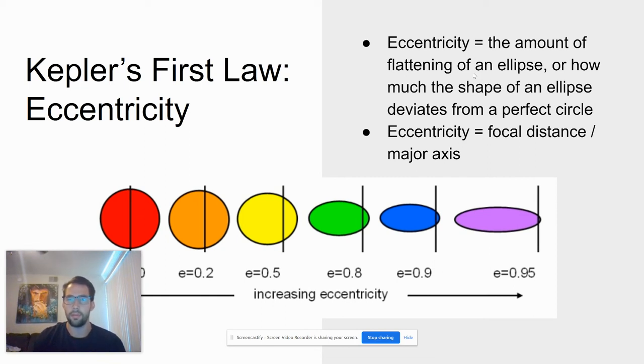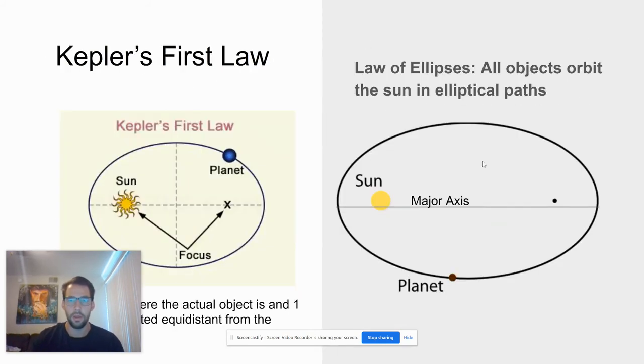It is the amount of flattening of an ellipse or how much the shape of an ellipse deviates from a perfect circle. And the eccentricity is going to be the focal distance, so the distance between that sun and the imaginary point, that distance divided by the length of the major axis. So if we go back, actually, it's going to be the distance between the sun and this point divided by the length of this entire line.